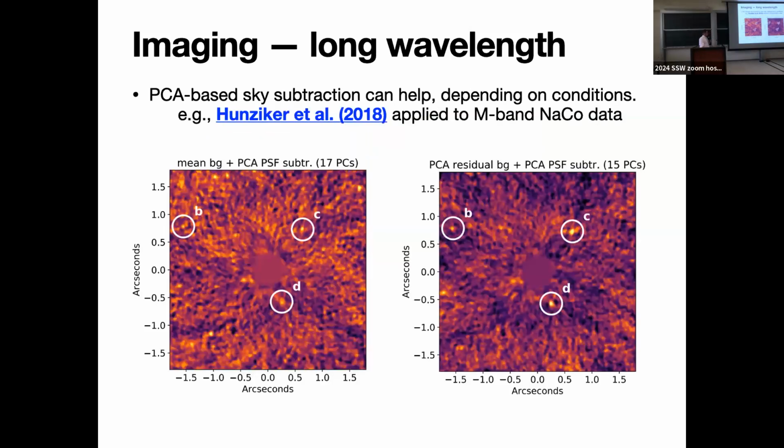You can deal with this problem, the basic way, by constructing a mean sky background from all the sky frames you obtain and then subtracting that from your science image. But you can do an optimal combination with PCA to find the best combination of your sky frames to improve the final detection significance. The success of this depends on the observing conditions, but this one example from NACO with N-band data shows that you can achieve a significant improvement in the detection of the three planets in the HR 8799 system.